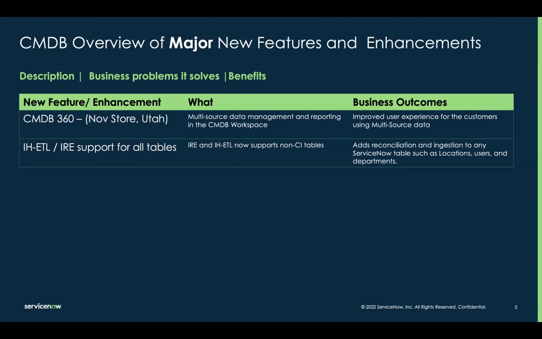We're starting with CMDB 360. This is available in the November store release and in Utah. The IH-ETL IRE support for all tables. These are tables outside of the typical CMDB. They're not CI records, but we're now able to support non-CI records in the IH-ETL reconciliation jobs that we support. These include things like your own connectors or using the Service Graph connectors available in the store. It's also supported in our discovery processes.